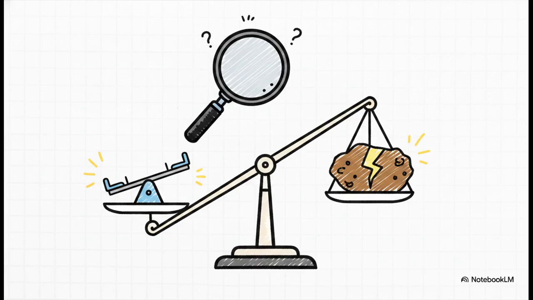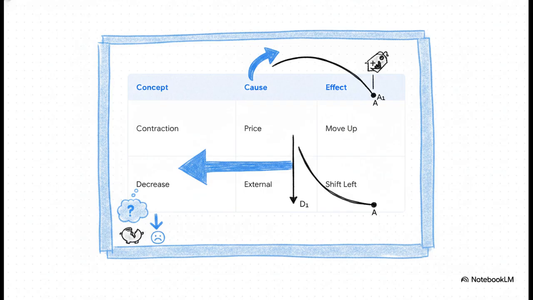All right, detectives, we've gathered all our clues from the source material. We've seen the predictable seesaw of price and the structural earthquake of external factors. So it's time to bring this investigation to a close and put these two concepts head to head for our final verdict. Let's compare them side by side one last time to cement the ultimate takeaway.